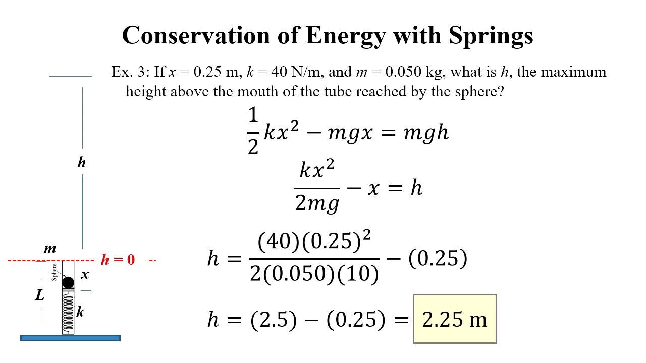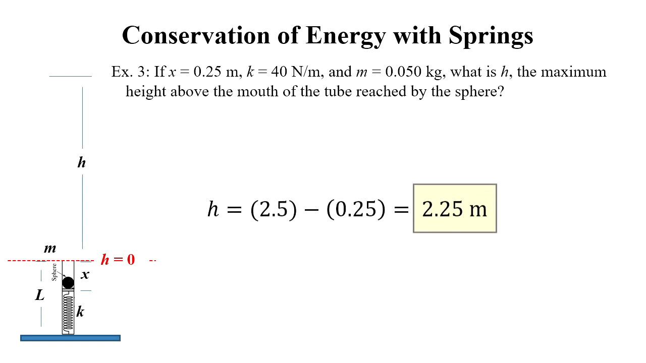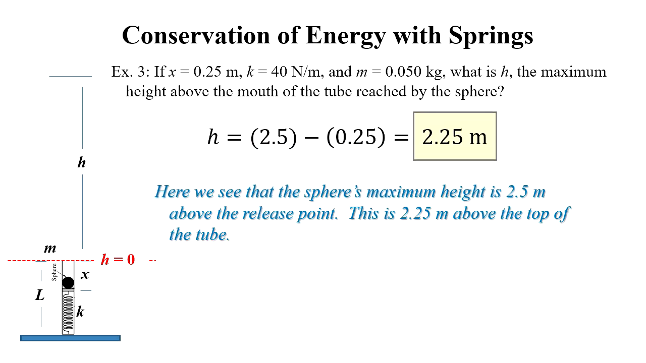It's often a good idea to stop and think about answers after you get them. Look at the form of this. The height came out to be 2½ meters minus 1/4 meter. What is this? This is the sphere's maximum height is 2½ meters above the release point, and that's 2¼ meters above the top of the tube.